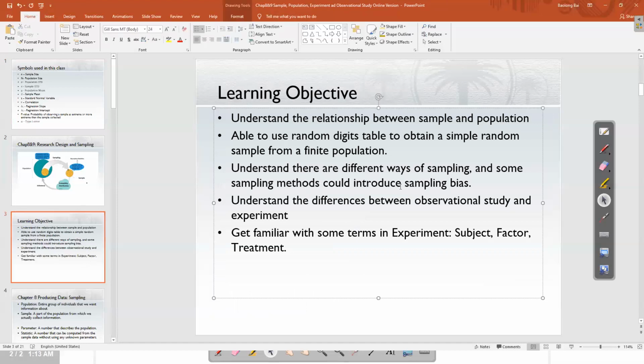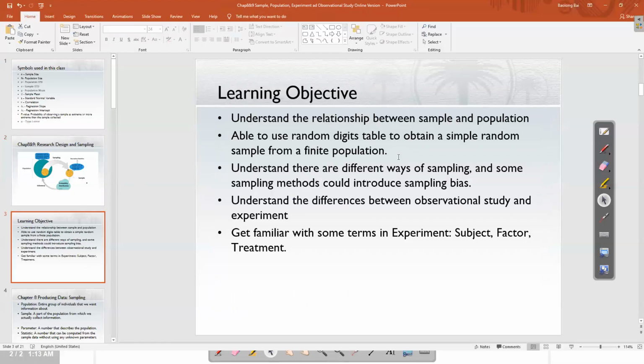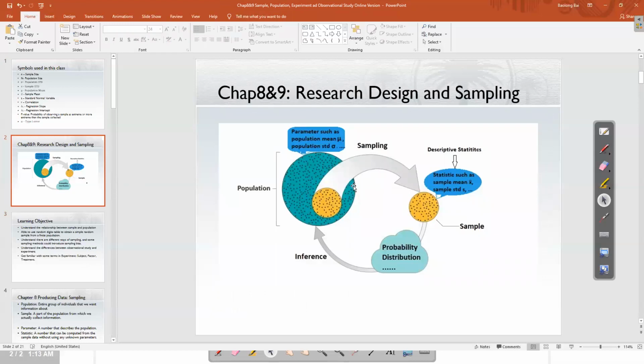Right, so the learning objective, we have a few of them. We need to understand the relationship between sample and the population. We talk about sample and the population a few times already, so it's pretty straightforward. And then for the sampling process, we talk about the best way to do it is make sure your sampling process is a random process, right? You want to choose the sample individuals randomly.